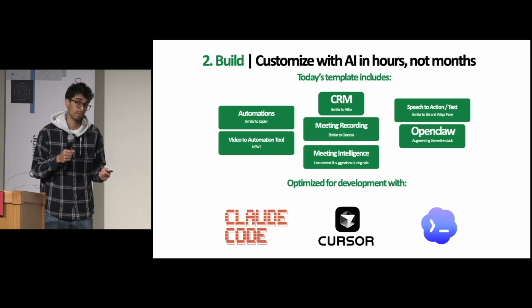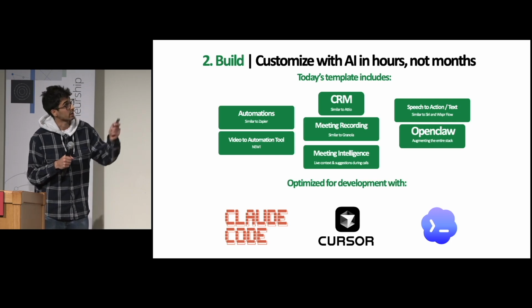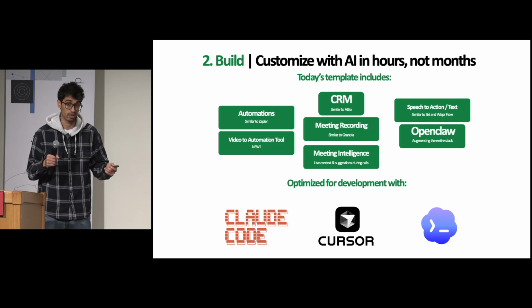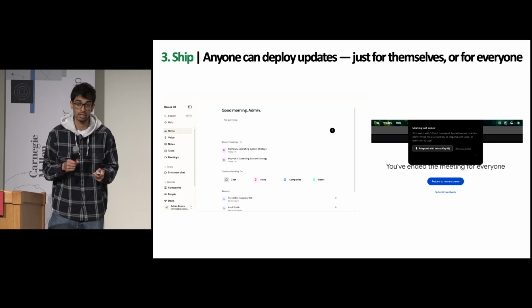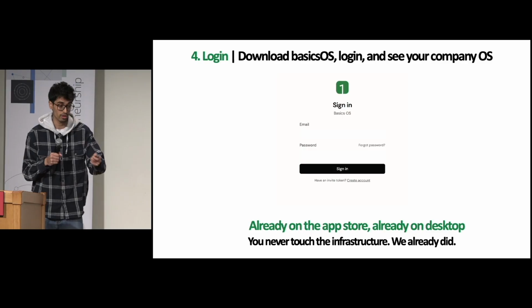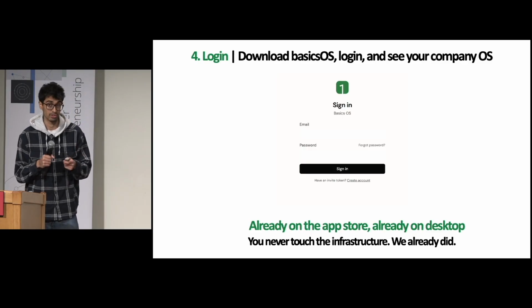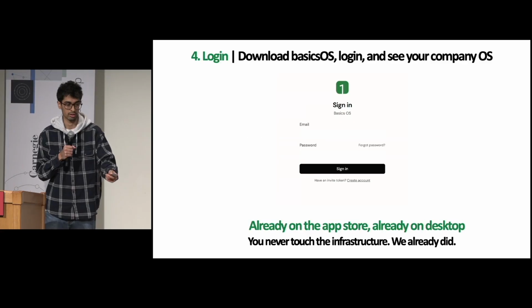So we've optimized the development experience for use with agents like Claude Code and Cursor, so anybody on the team can contribute, and you can either extend the tools you've already built or build entirely new ones. After that, anyone on your team can deploy updates across desktop and mobile. And to see these updates, it's as easy as downloading Basics OS, logging in, and it's all there. You never have to touch the infrastructure. We already took care of that.